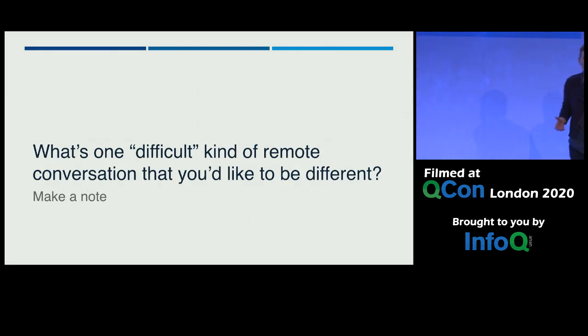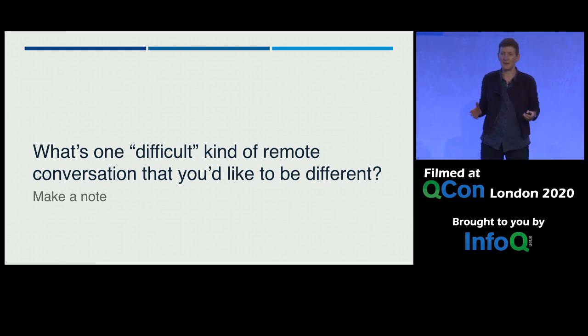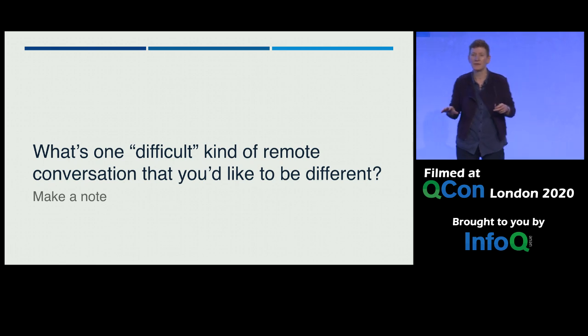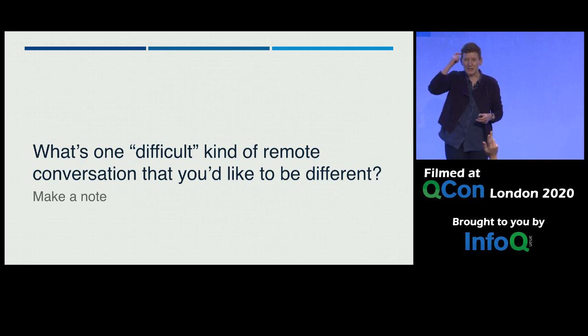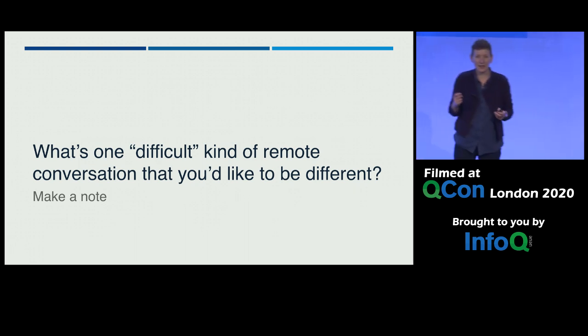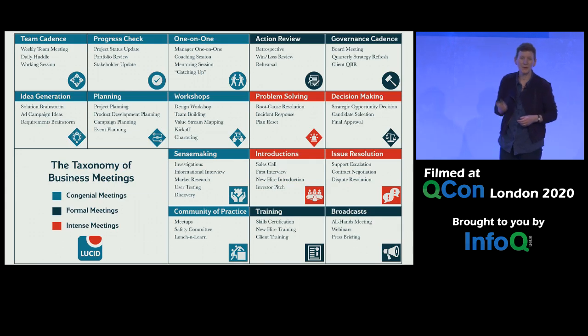Before we get started, I have a question for you. What's one difficult kind of remote conversation that you tend to have that you would like to be different? This is one for in the privacy of your own brain initially, and then turn to your neighbour to talk about it, but not just yet, because just to spark some ideas, I thought you might like to see this.